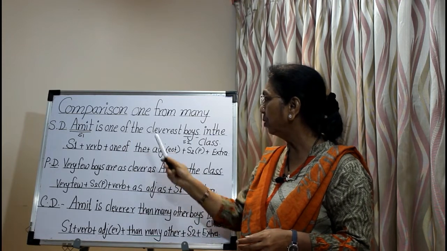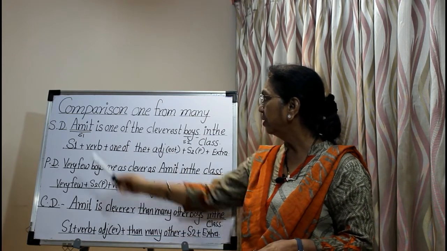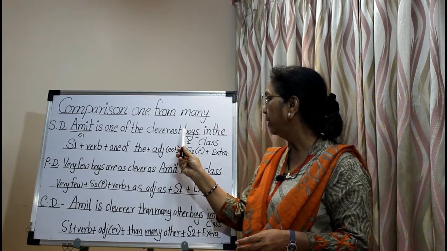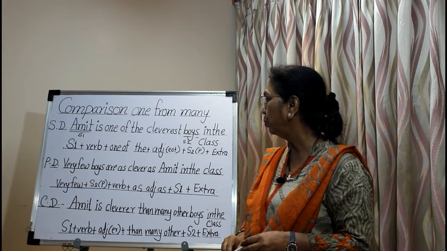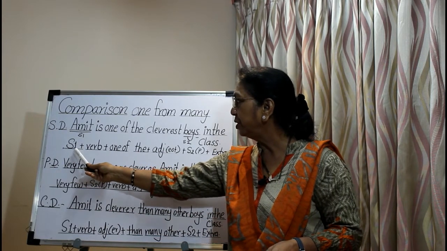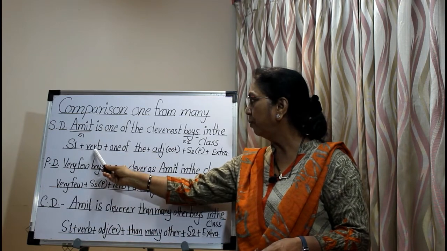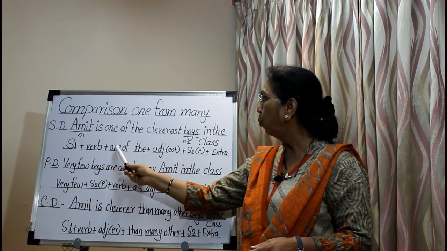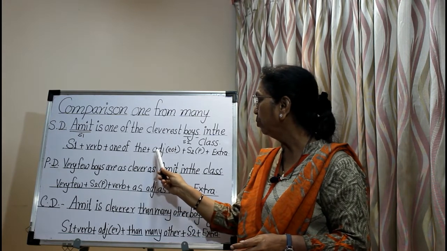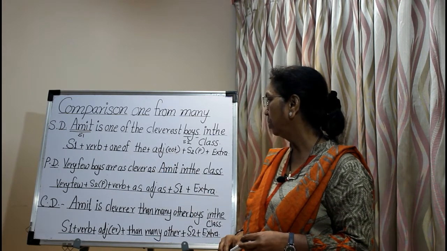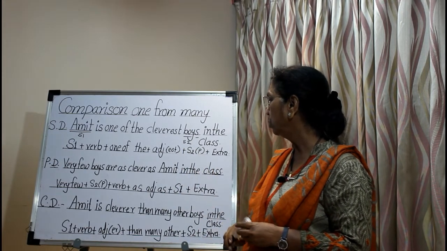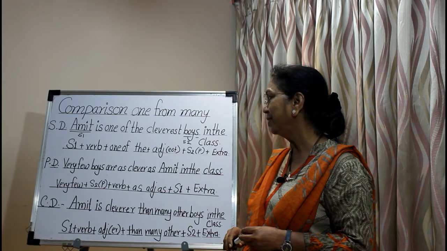The structure of this superlative degree is, if we consider Amit as subject number 1 and the other boys as subject number 2, then in superlative degree we start with subject number 1. Then the verb form is used, then this construction, one of the, then the adjective with est, then subject number 2 in plural form, and then the extra part of the sentence.